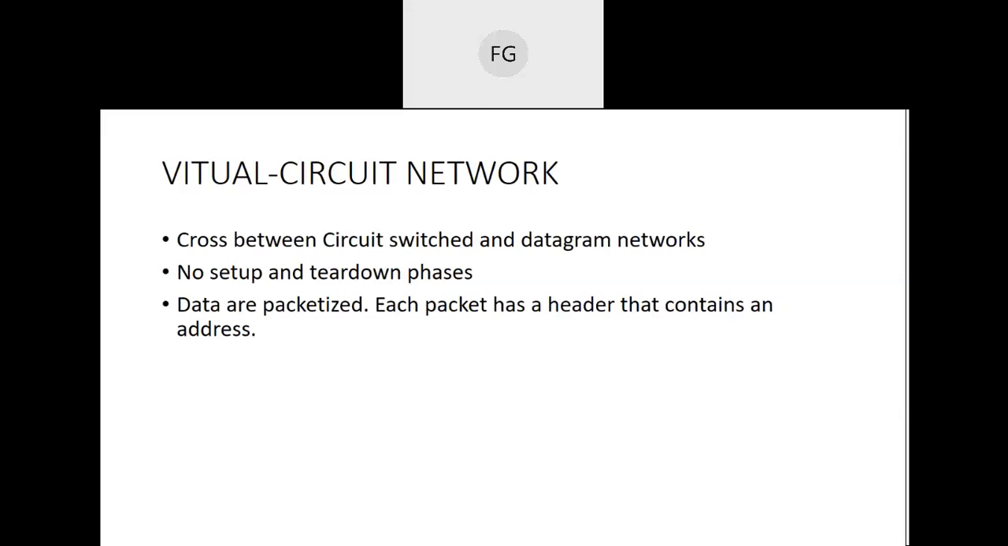And as in the datagram network, data in virtual circuit networks are also packetized, and each packet carries an address in the header. And just like in a circuit switch network, all packets in a virtual circuit network follow the same path established during the connection.